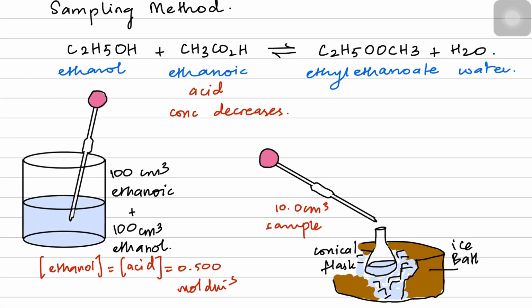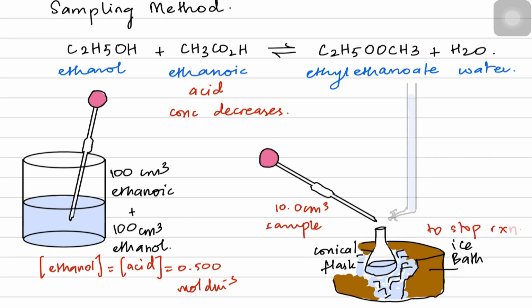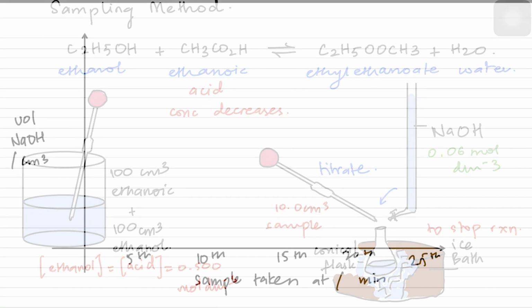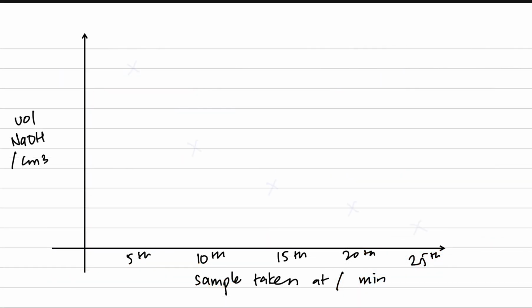Why do I do this? Because I'm going to titrate this conical flask, but just to make sure that the reaction stops, I will put it in an ice bath and then I will titrate the sample using sodium hydroxide to see how much ethanoic acid was taken out. I can do this at multiple time intervals. So after 5 minutes, the same thing will be done after the 10th minute, 15th minute, 20th minute. And you can see each time less sodium hydroxide will be used up.